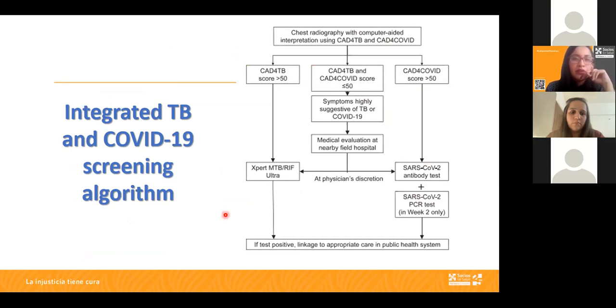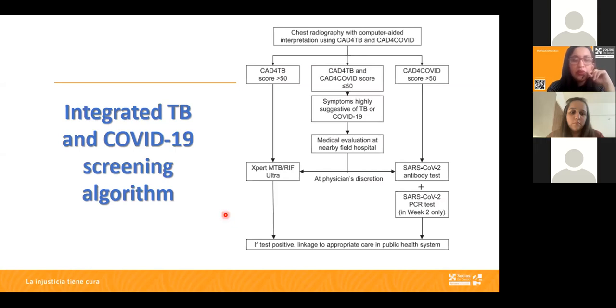We have already had experience in the use of artificial intelligence. And what we did was to carry out these X-rays, which were read through artificial intelligence software, the CAT for TB and the CAT for COVID. Dell gave us the opportunity to use this automated reader for COVID with no additional costs. And we are very grateful for this opportunity as well.